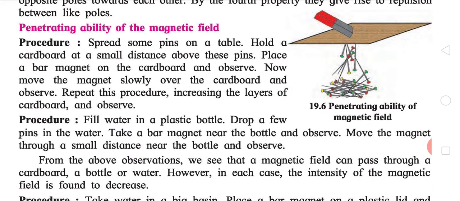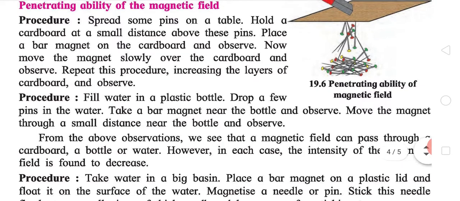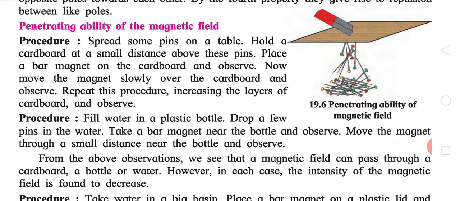Heading: Penetrating ability of the magnetic field. Procedure: Spread some pins on a table. Hold a cardboard at a small distance above these pins. Place a bar magnet on the cardboard and observe. Now move the magnet slowly over the cardboard and observe. Repeat this procedure and increase the layers of cardboard and observe.